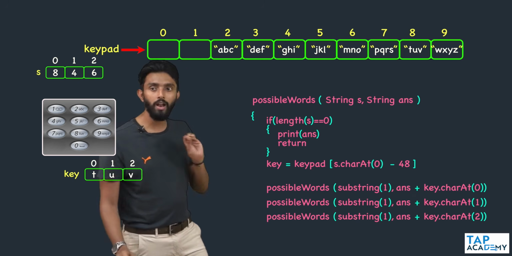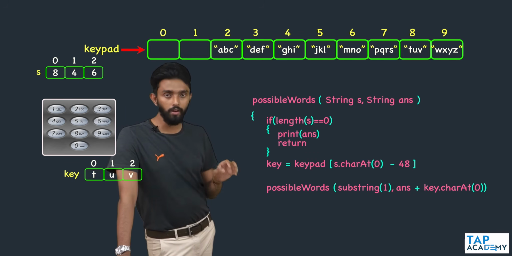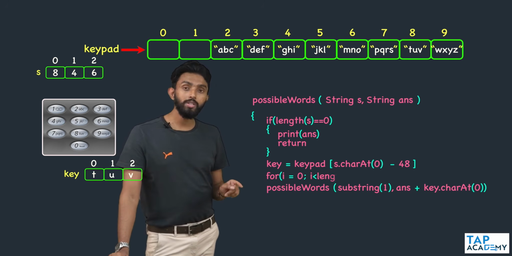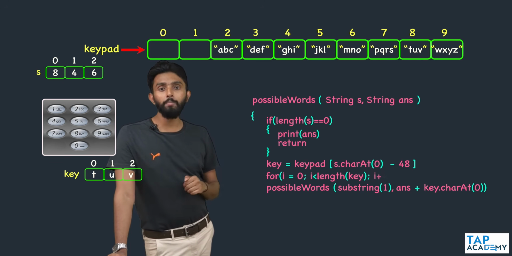What I will do is remove the last 2 calls. I'll just keep one call, possible words, and put it inside a loop where I begins from 0. I goes till the length of the string. Hope you're able to think. I increments 1 by 1, I plus plus.